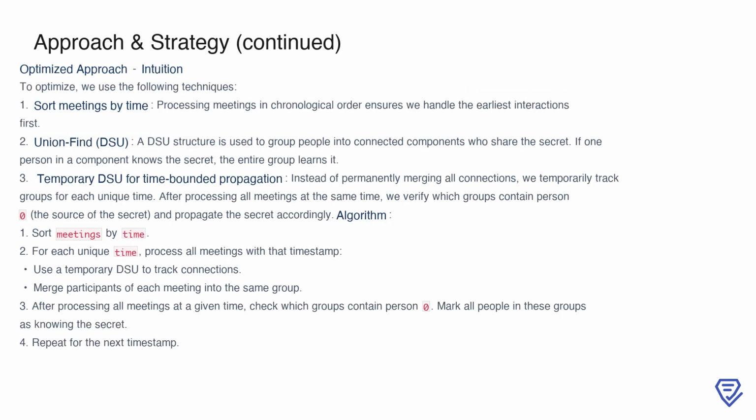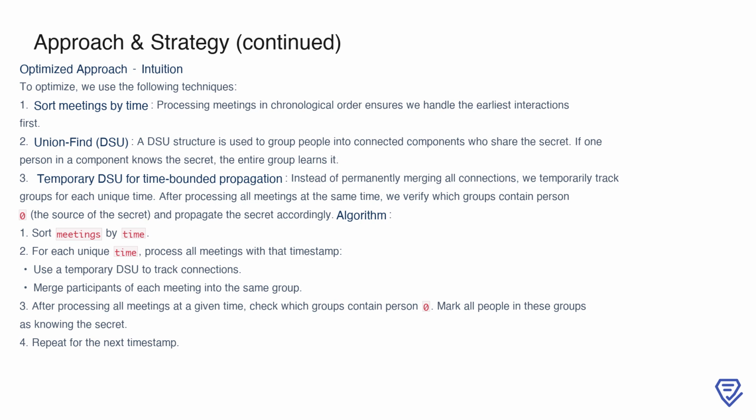Now, let's look at an optimized approach that addresses the inefficiencies of brute force. First, we still sort the meetings by time, which allows us to process interactions in chronological order. This ensures that earlier interactions are handled first, maintaining the integrity of the timeline. Then, we use a union-find structure to group people into connected components.